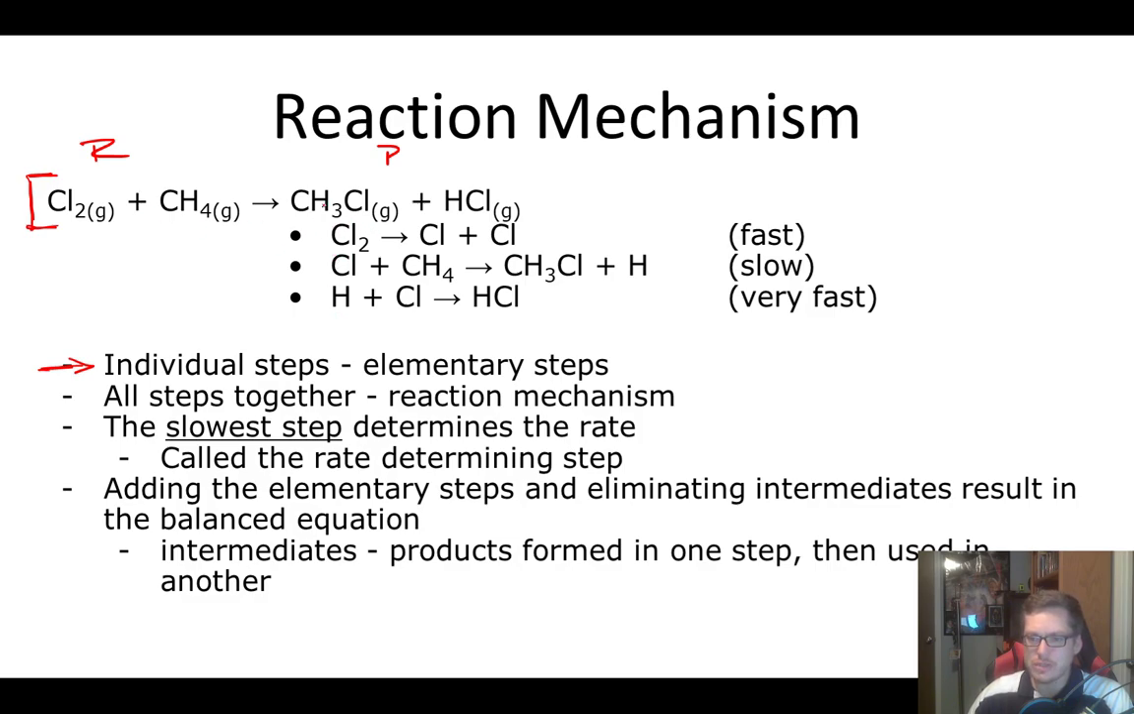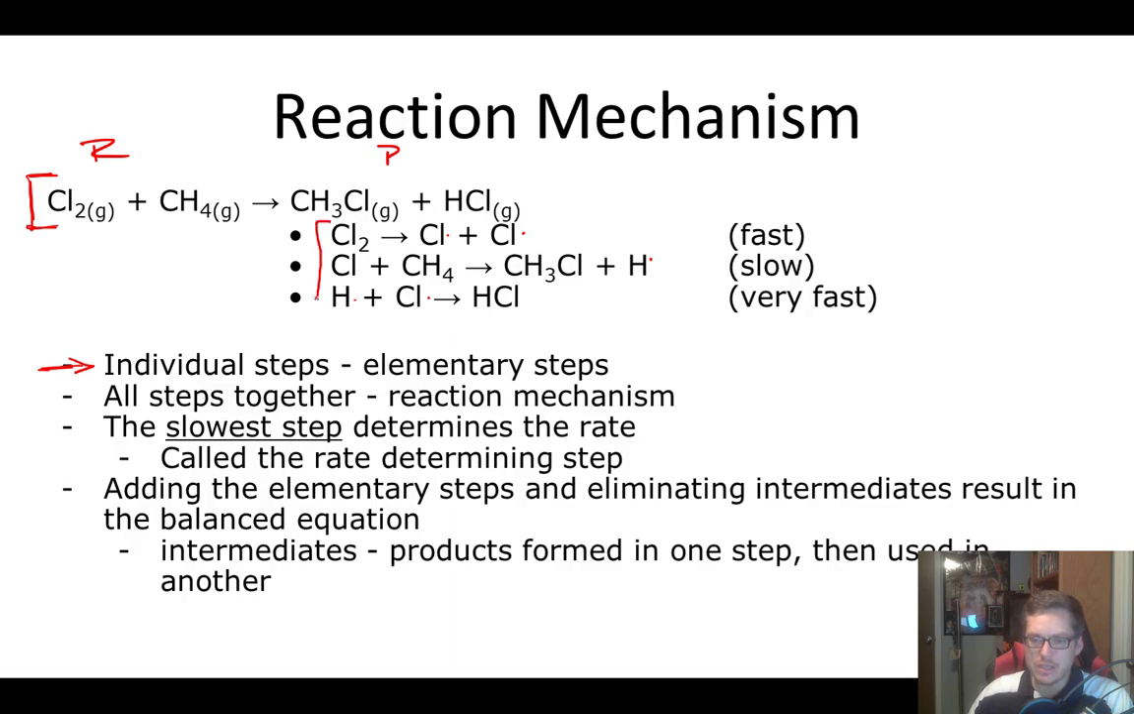The first elementary step in this particular reaction is that chlorine, Cl2, needs to split up into two separate chlorine radicals. Now these chlorines individually can react with the methane, and the methane forms the methyl chloride, leaving one hydrogen all by itself. That hydrogen can then react with the leftover chlorine, forming hydrochloric acid. So one chlorine ended up reacting with the methane, and the other chlorine ended up reacting with the hydrogen. All these steps combined are called the reaction mechanism.